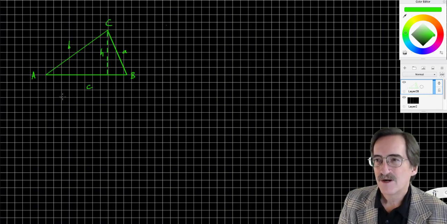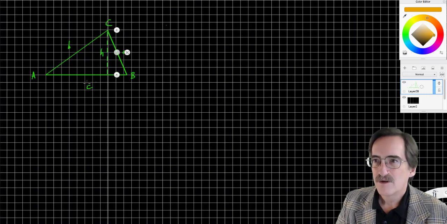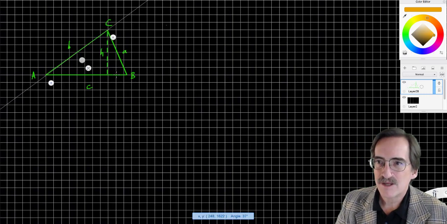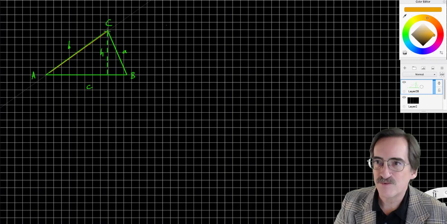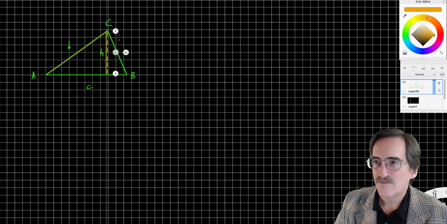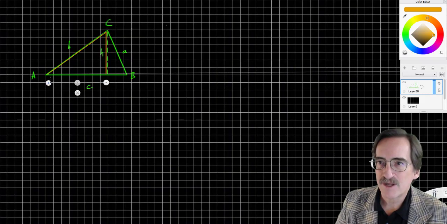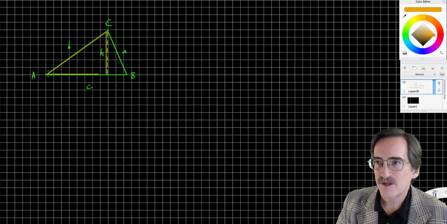And let's look at a pair of triangles. I'm going to look at the right triangle formed by angle A and the height. So let's sketch that here. So we've got this right triangle right here. And I want to examine the sine of angle A.